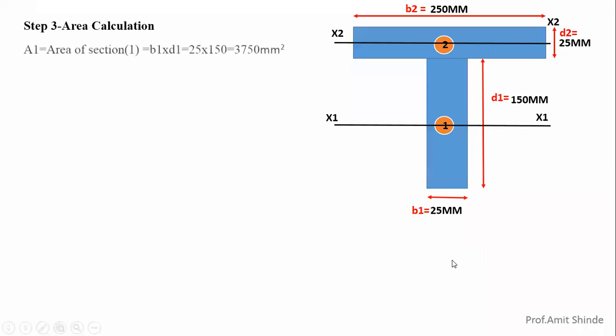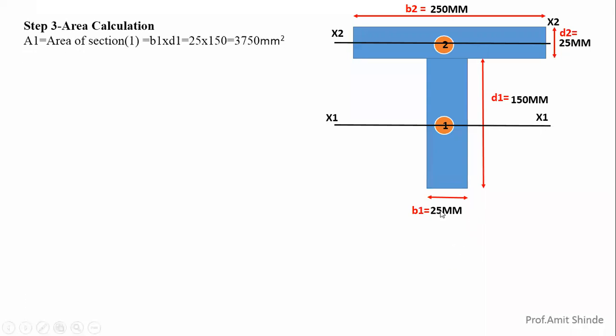Now similarly we have to find a1, h1, a2, h2. a1 is the area of section 1, b1 into d1. With b1 of 25 and d1 of 150, multiplying gives the area of 3750 millimeter square. Now a2 is the area b2 multiplied by d2. With b2 of 250 and d2 of 25, the multiplication is 6250 millimeter square. Now these are the areas.